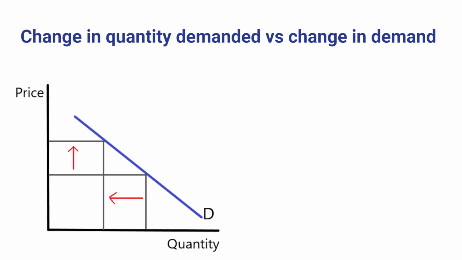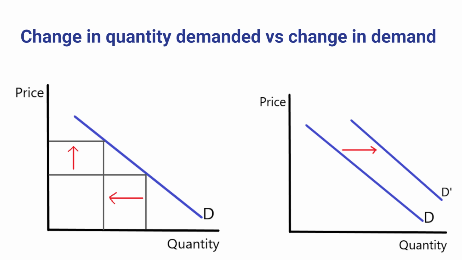Demand is not a point on the curve. Demand is a whole curve itself. So there'd be a change in demand only if the demand curve changes. So the main point is, a change in price affects the quantity demanded, but it doesn't affect demand because that whole relationship is demand. For demand to change, the demand curve would have to shift.